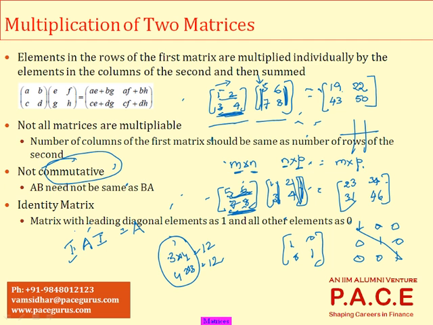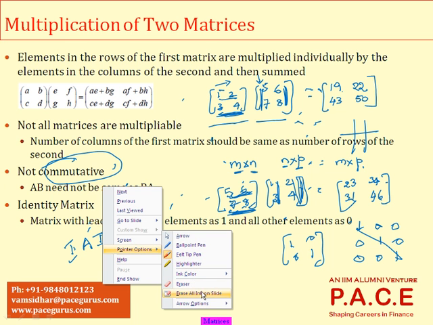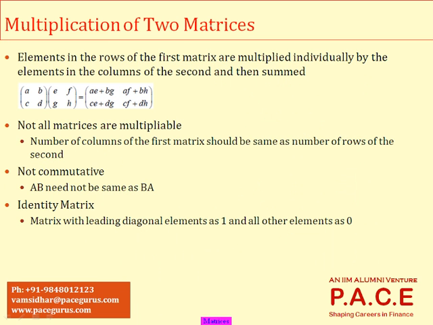Any matrix can be multiplied. A 2 by 3 can be multiplied with a 3 by 2. Right? Let's see one more example. I take a 2 by 3 matrix.